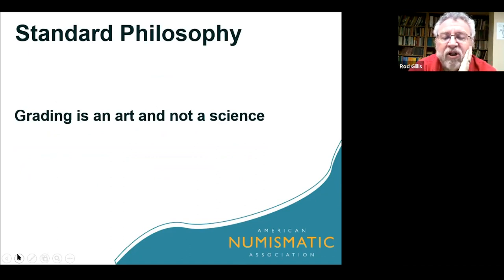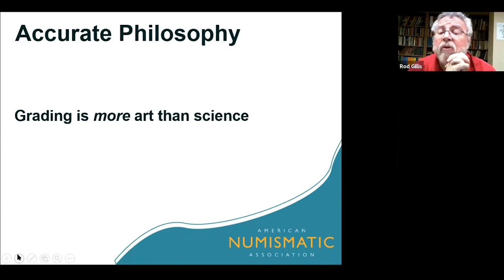The standard philosophy is that grading is an art and not a science. And I would say that that is true. There are some people who just naturally gravitate to grading and are just very good at it. There are some folks who have to struggle and have to work very hard to attain a certain level in grading. I've noticed that there are a lot of youngsters who I've worked with who just naturally do very well in grading. And those youngsters are often employed at third-party grading companies. So it definitely is an art, and that means that some of us have an easier time with it than others. I would say that grading is more art than science. So it definitely is subjective. And it's an important lesson to learn.